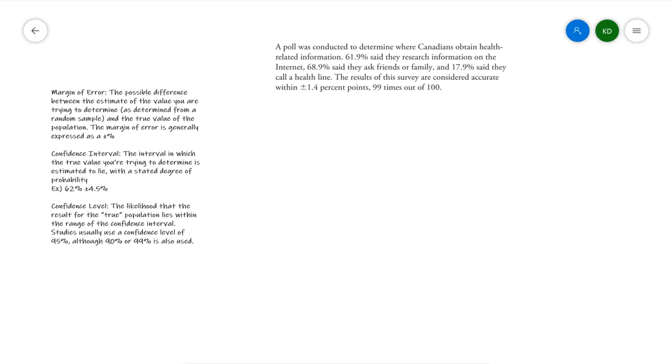For margin of error, this is the possible difference between the estimate of the value you are trying to determine, as determined from a random sample, and the true value of the population. The margin of error is generally expressed as a plus minus percent.